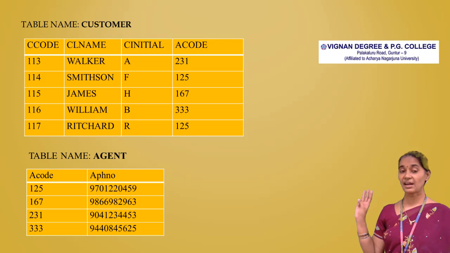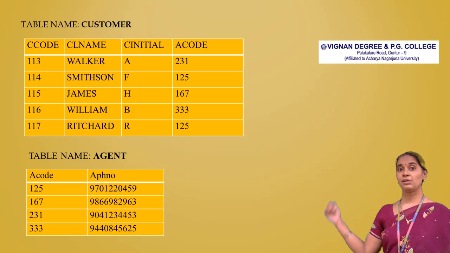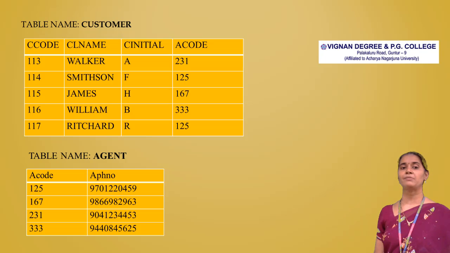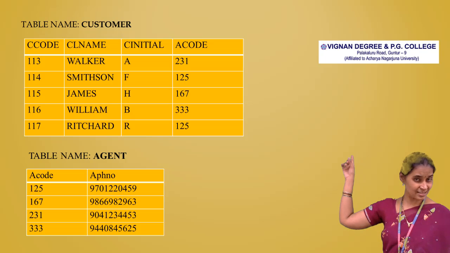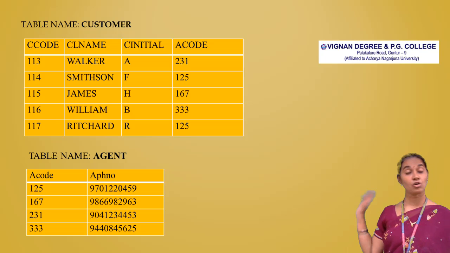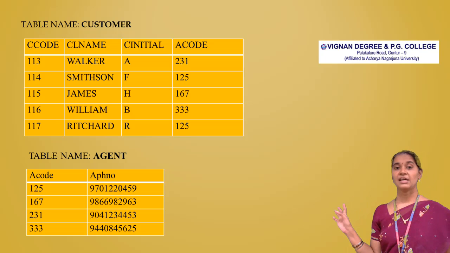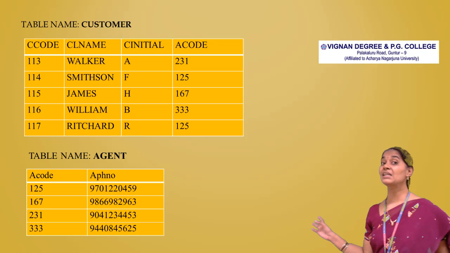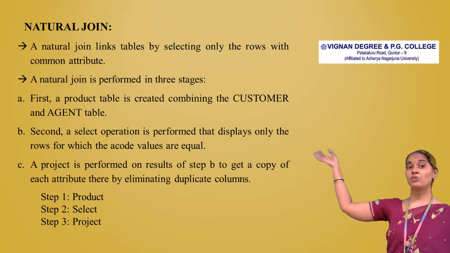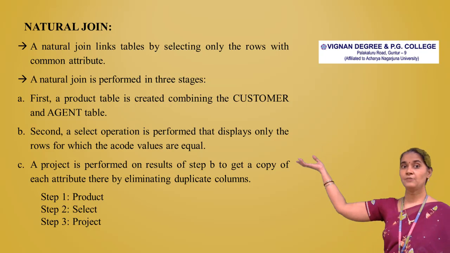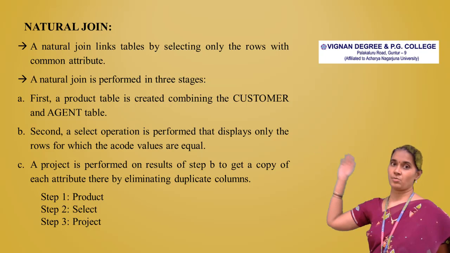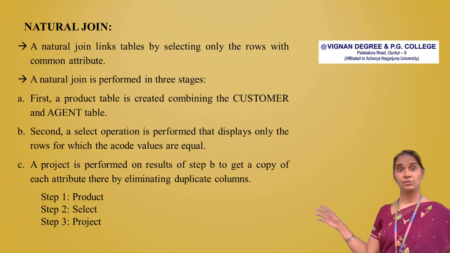Please remember them. Also, in the customer table, I have a foreign key, that is the A code from the agent table. It is used in the customer table as a foreign key. If there is a link between the tables like this, then only we can perform the join operation. Let us now learn how to perform this join operation. So, natural join is used to link the tables by selecting only the rows with a common attribute. If there is a common attribute in both the tables, then we can perform join.